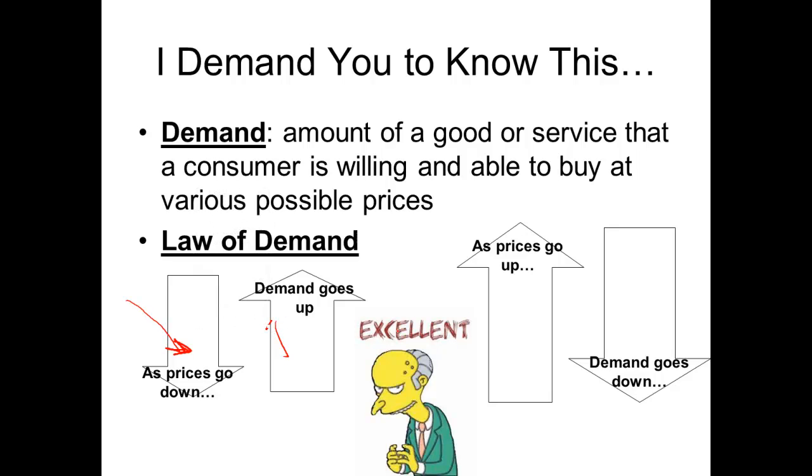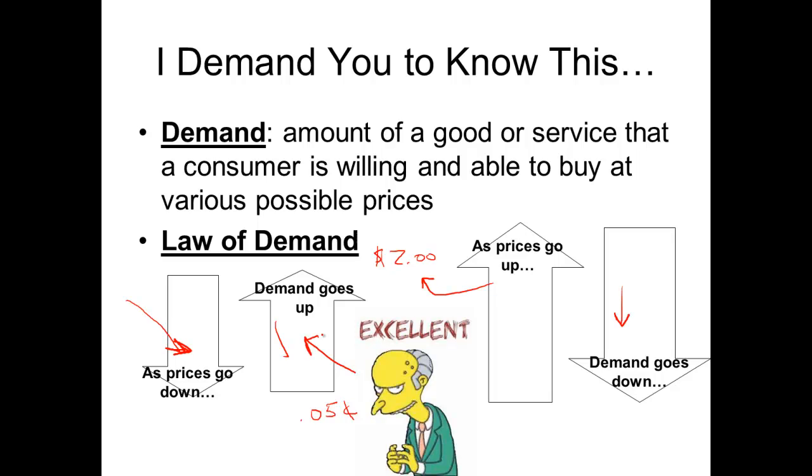So basically, if a bottle of soda at school costs $2 a bottle, you're probably not going to want to buy that. The flip side of the law of demand says that as prices go up, your quantity demanded is going to go down. So at $2, your demand for soda is going to go way down. But if I told you they're going to sell soda for 5 cents a bottle, your demand is going to skyrocket.